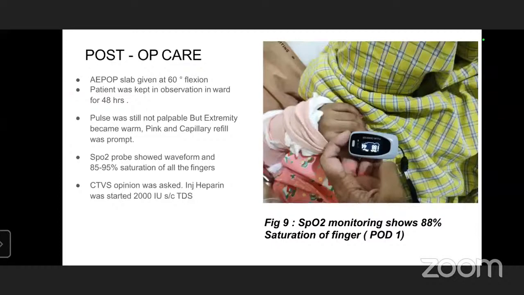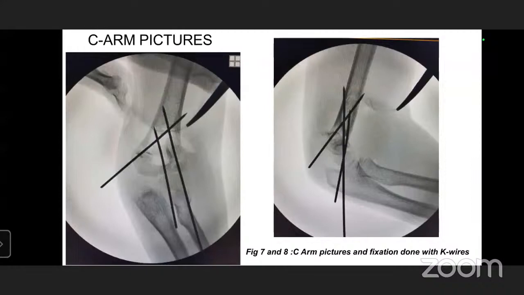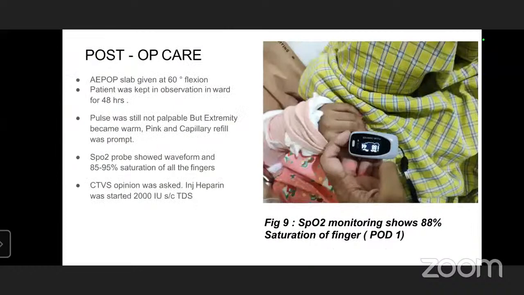Now, in post-op, we applied an above-elbow POP slab at 60 degrees flexion because in the C-arm image we can see that one pin was through the far cortices. So full flexion was not possible in this case. So a 60 degree flexion above-elbow slab was given. The patient was kept under observation in the ward for 48 hours. The pulse was still not palpable, but the extremity became warm. The extremity became pink and capillary refill was prompt.